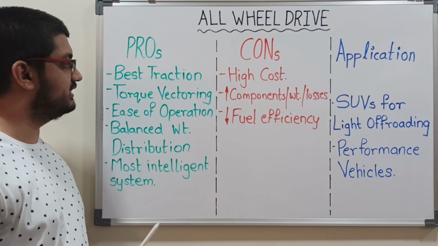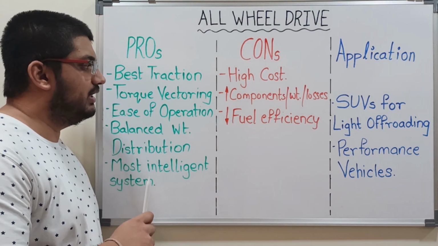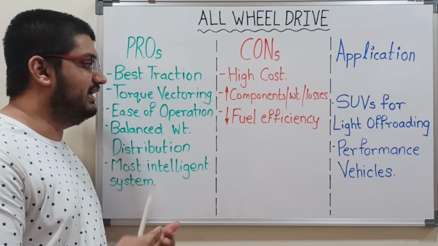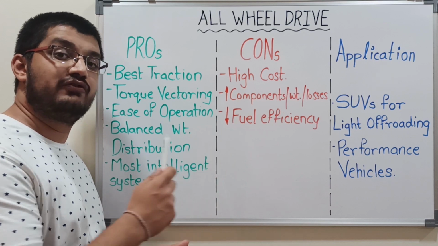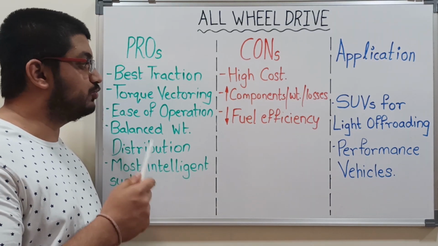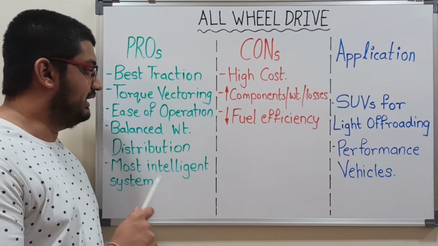Then coming to the next point, torque vectoring is possible in all-wheel drive. What does torque vectoring mean? So torque vectoring means we can bias, we in the sense the ECU can bias the torque to individual four wheels according to the scenario under that particular wheel. So it is very advantageous and it can be done in an all-wheel drive system using an ECU.